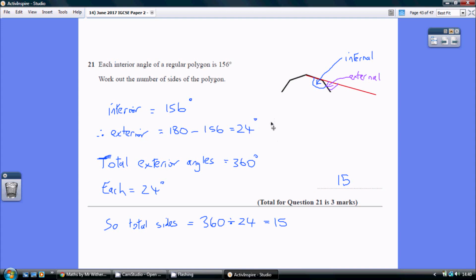Now what do we know about the exterior angles of a regular polygon? They always total 360 degrees. So if they total 360 degrees and each of them is 24, then how many exterior angles are there? Well, there must be 360 divided by 24, which is 15 exterior angles. So if there are 15 exterior angles, there are 15 sides.